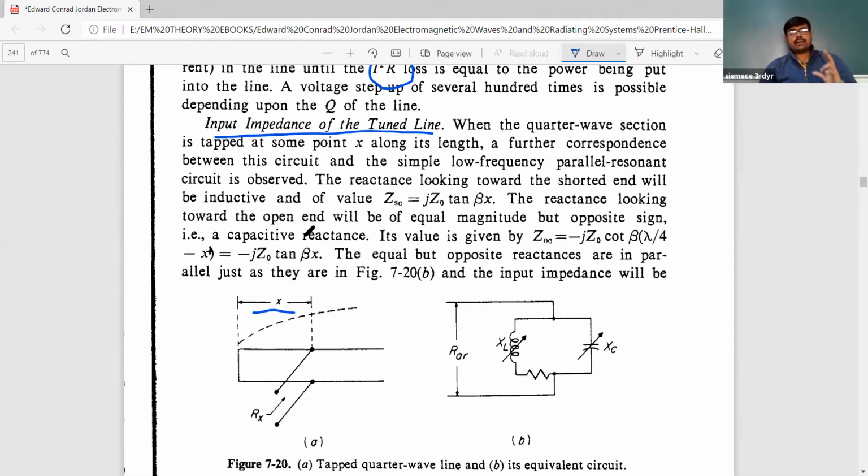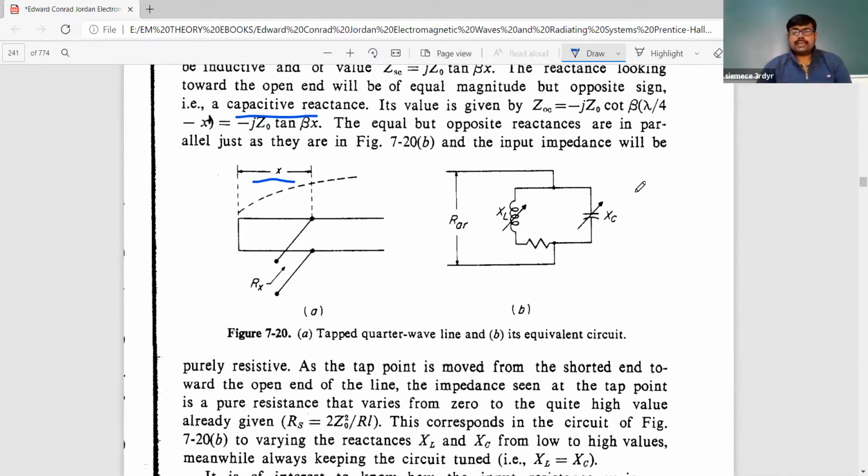That will create the capacitive reactance, depending upon certain applications and this very small parameter. We have seen this kind of effect in previous cases also, but here we are trying to see what effect we have to identify if we tap the section. So ZSC equals jZ naught tan beta x. The reactance looking toward the open end will be of equal magnitude but opposite sign. That is called the capacitive reactance. Its value is given by ZOC equals minus jZ naught cot of beta times lambda by 4 minus x.